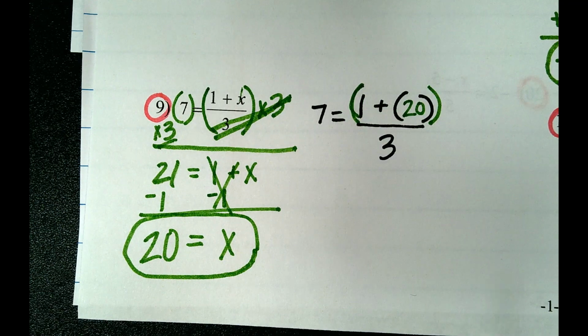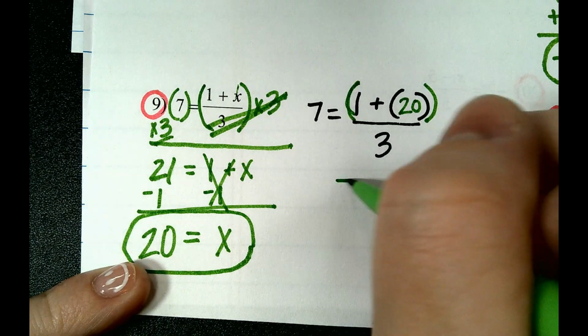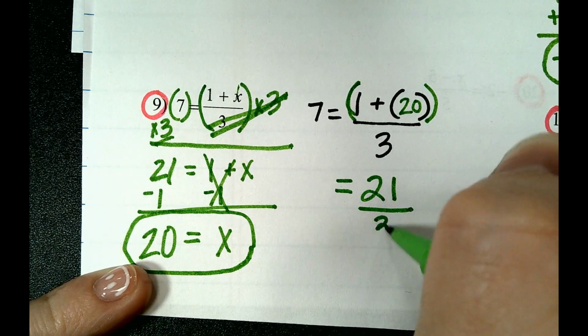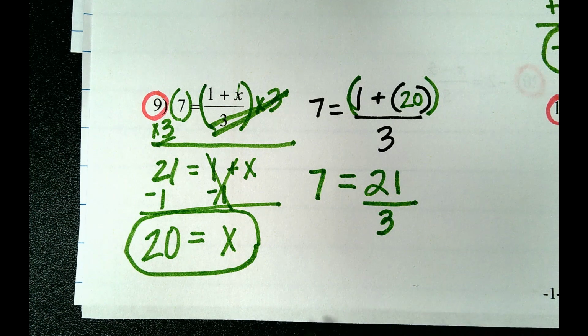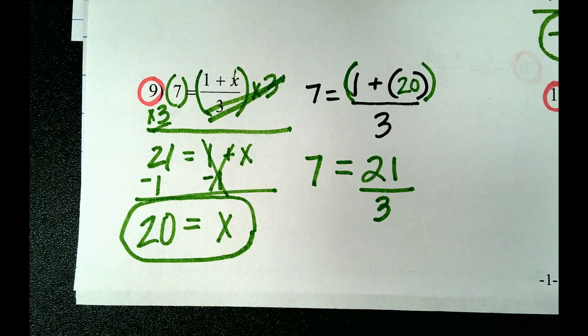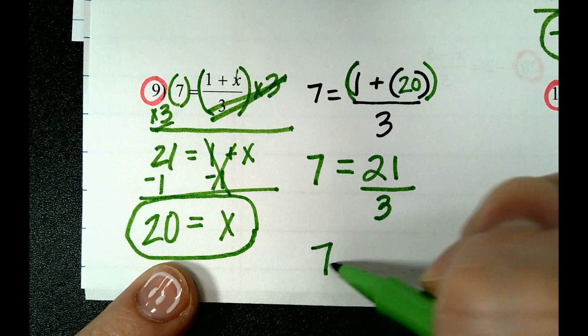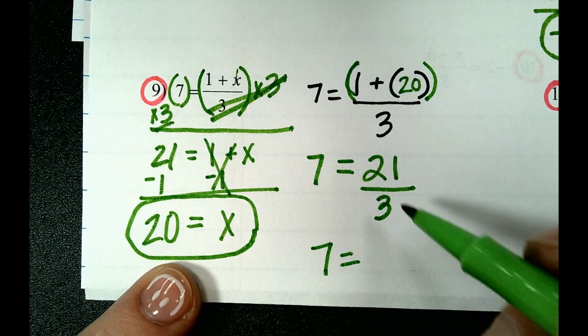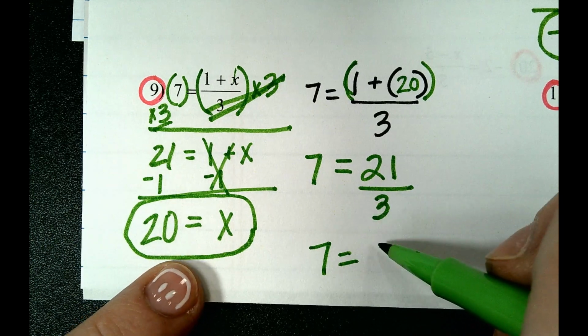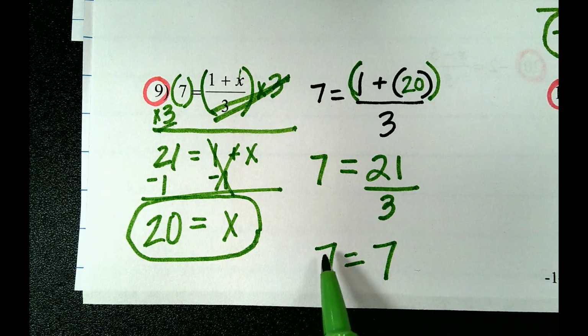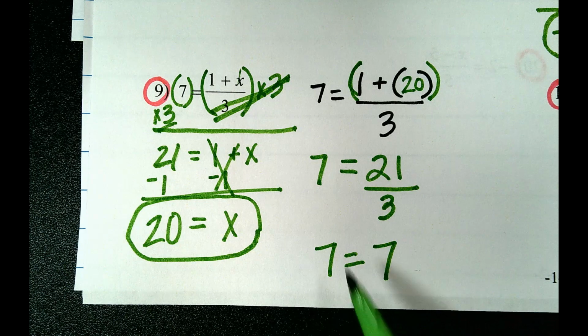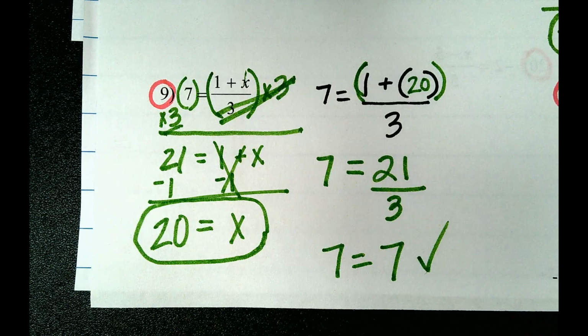What is 1 plus 20? 21. Bring everything down. And what's 21 divided by 3? 7. And does 7 equal 7? Yeah, it does. 7 is the same thing as 7. So 20 is correct. That's how we know it works.